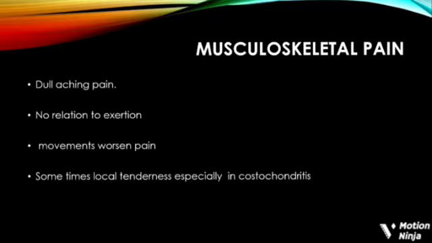And in this comes another entity known as costochondritis, which is more common in females, where the patient will have diffuse tenderness of the chest and also pain on movements. So that is regarding musculoskeletal pain.